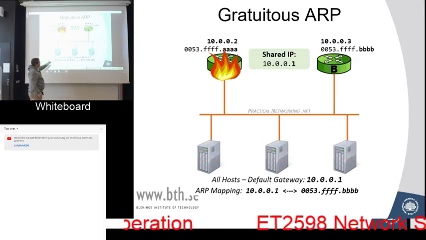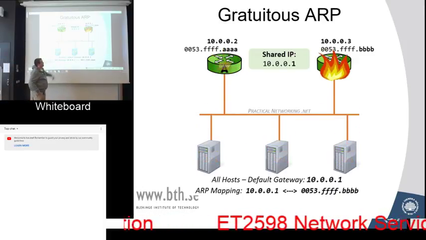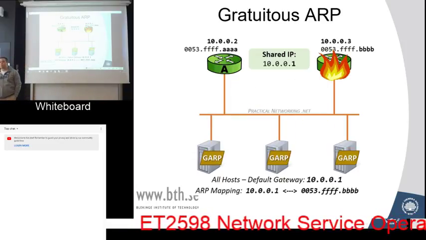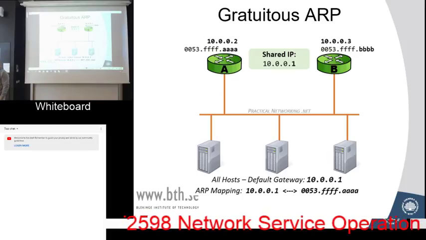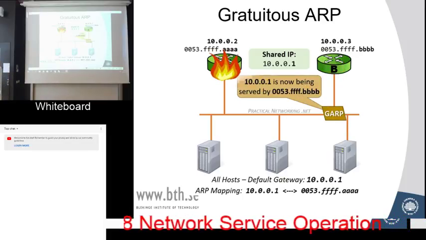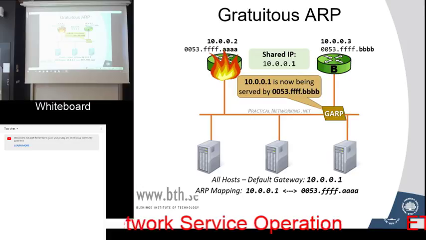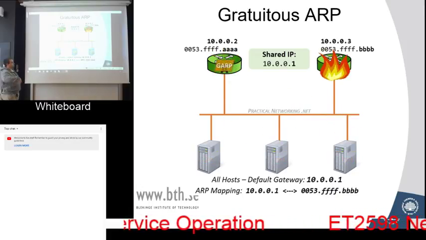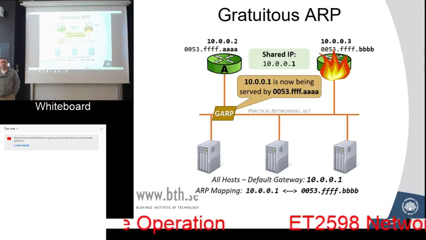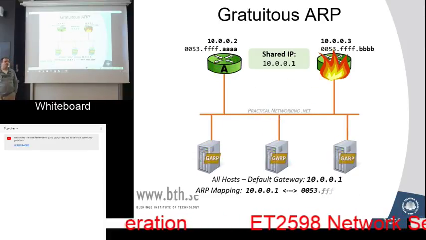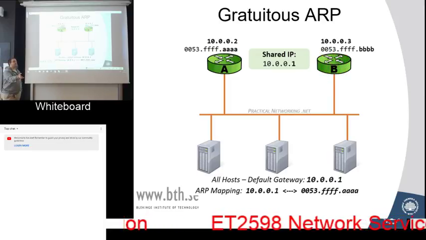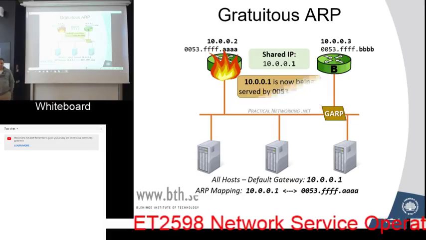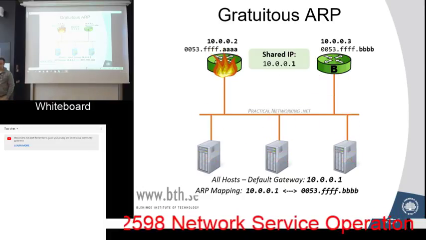When these guys are running, they talk to default gateway .1. That goes to one of them. When B notices that A is having problems, they send out a GARP. Hey, .1 is now handled by this address. And then they switch the traffic over to B. And vice versa. So it has a use case in this scenario.